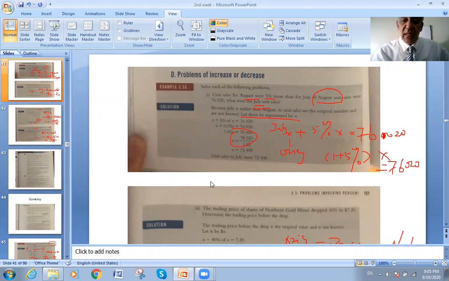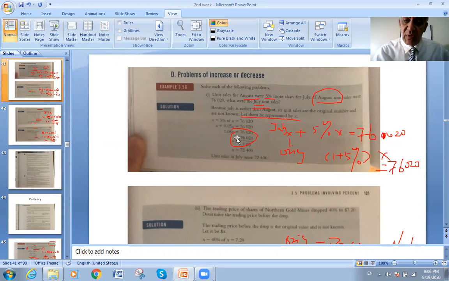So I want you to solve this one. When you see here, it's increasing: unit sales for August were 5% more than for July. If August unit sales were 76,020, what were the July unit sales? Here we'll say that this is July's one plus 5% of July equals August, which is 76,020.